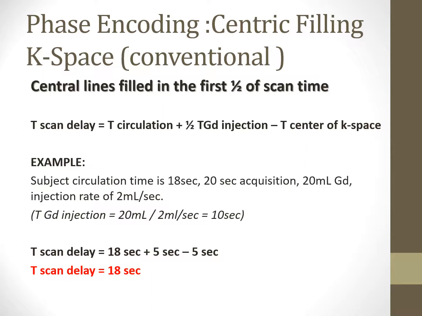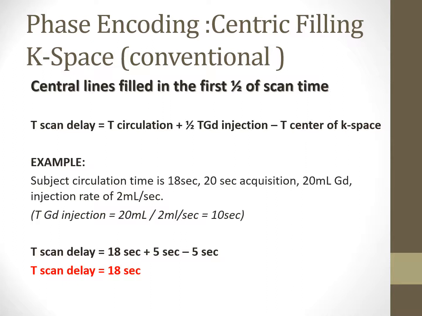With centric filling of K-space, we have a slightly different formula for our time of delay. With centric, again, we're going to be filling the central lines of K-space the first half of the scan. So because of the way the data is acquired, our formula is just slightly different. This time we've got the time of scan delay equals the time of circulation plus half the time of gadolinium injection minus the time for the center of K-space.